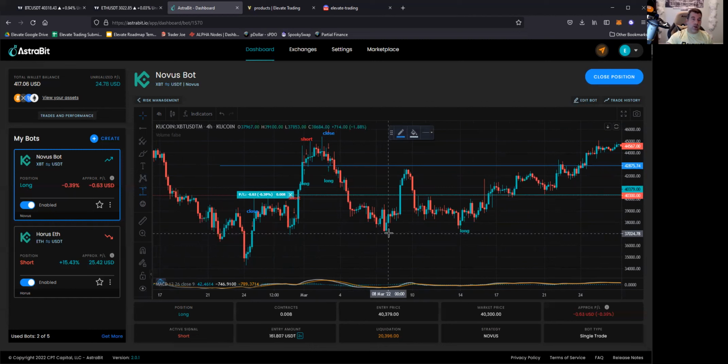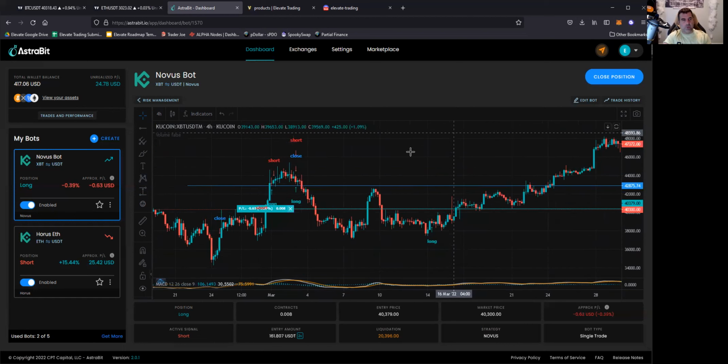Now, would we have liked to have caught that 14% long and then reshorted? Sure. But that's just not the reality of how these things work. They're not going to long every bottom, short every top, long again, short again, and so forth. So even with this bounce, this is what the drawdown is.